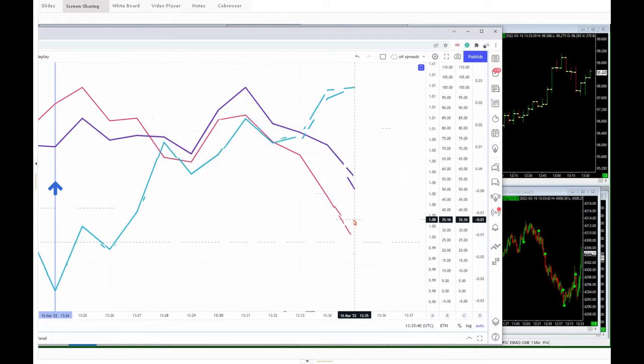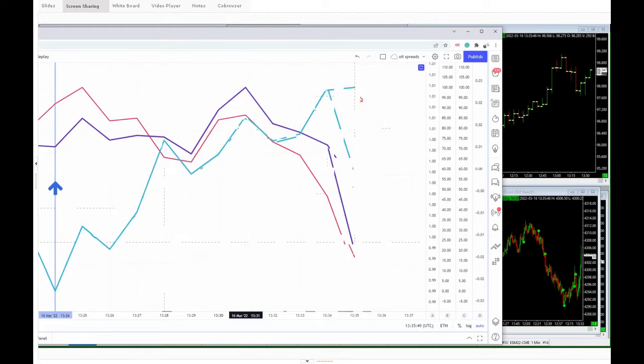And obviously what I'm looking for is I'm looking for the red line to go down and the purple line to go up. And if the blue line's going up at the time, that's what I'm looking for. Anything else? Nothing much for me.